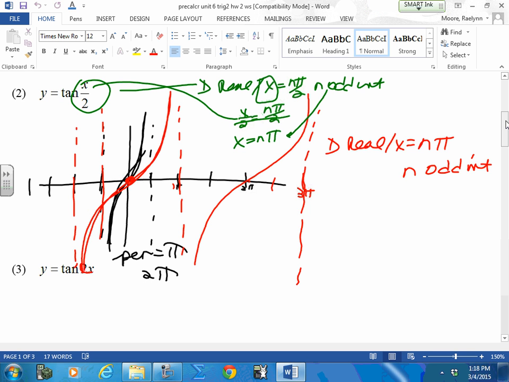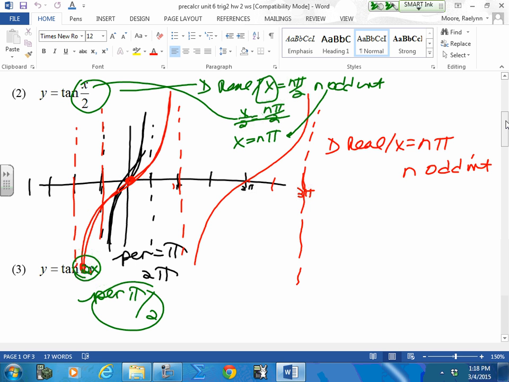here this guy says 2x. It means I need to have 2 tangent curves in the time it takes me to have one, right? 2 cosine curves in the time it takes me for 2 pi. 2 tangent curves in the time it takes me for the tangent period, which is pi. So if my period is pi for my normal tangent curve, and I need to put 2 curves in there, my period is now going to be pi over 2.